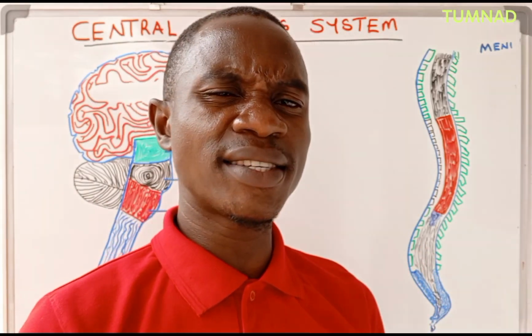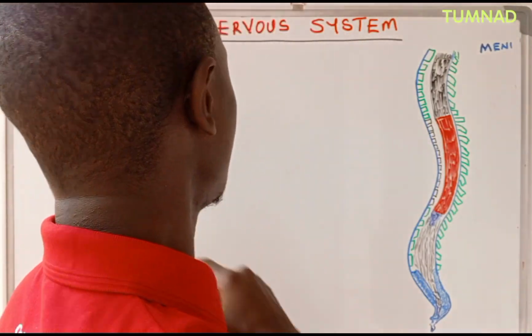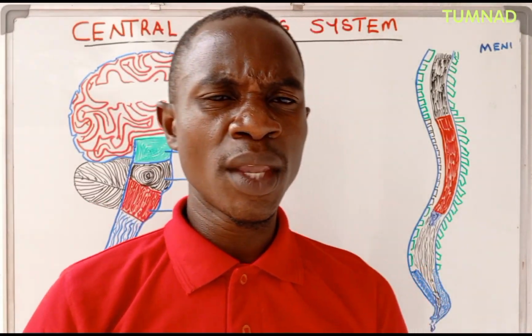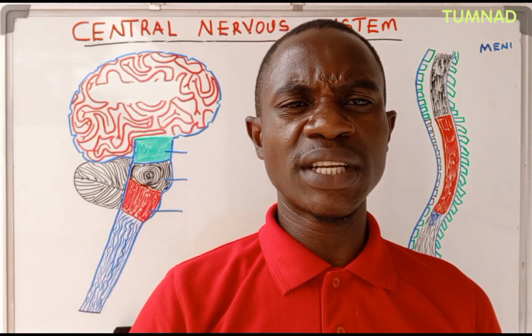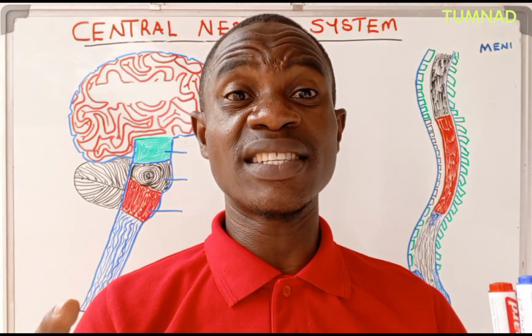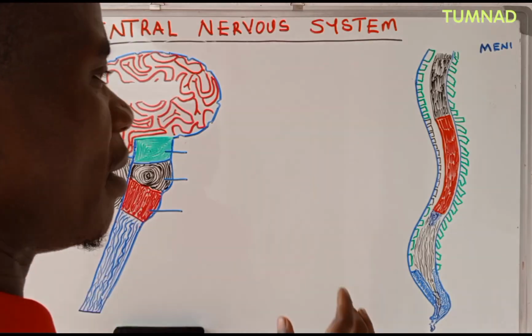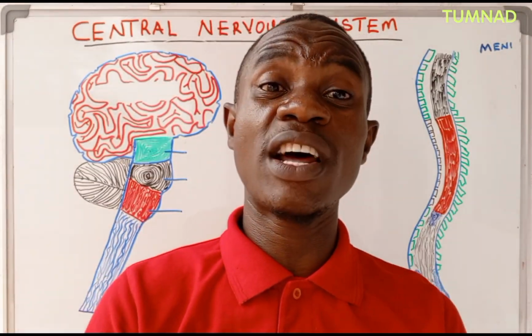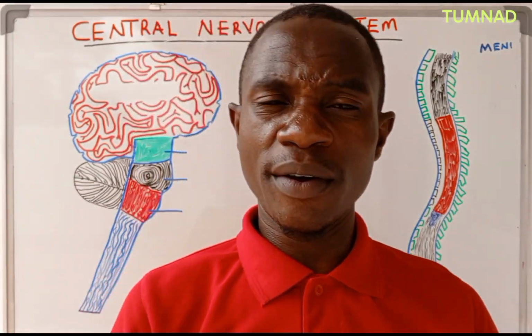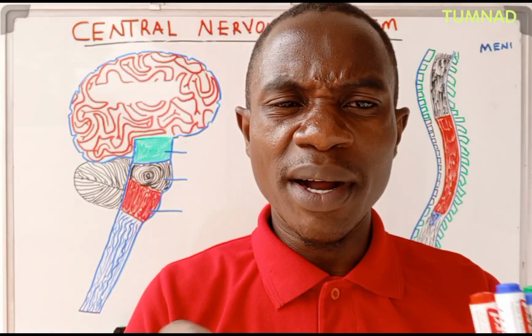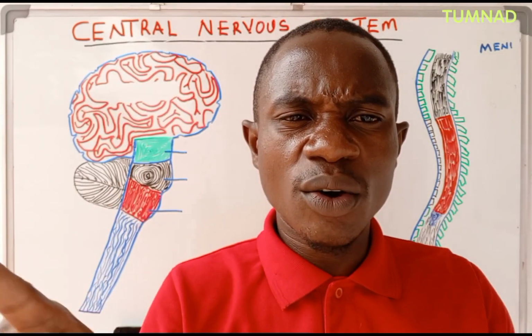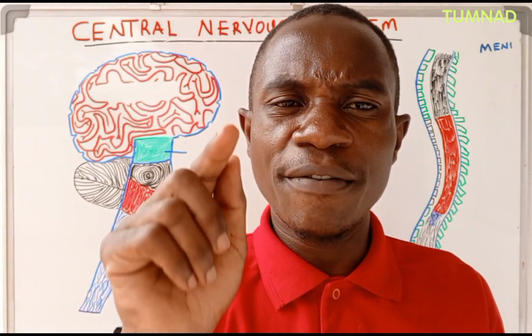Okay, let's go ahead and get started and look at what we call the central nervous system. In the previous video, we talked about the nervous system as a general introduction, whereby we saw different branches, one of which was the central nervous system, and then the peripheral nervous system. We looked at all that. But today we are going to be focusing only on the central nervous system.